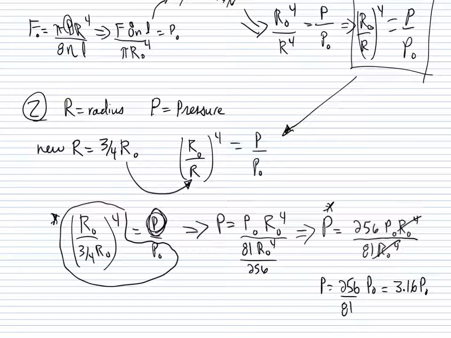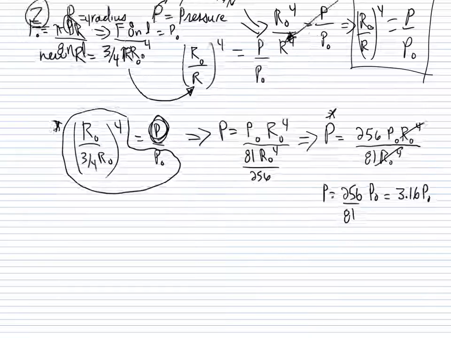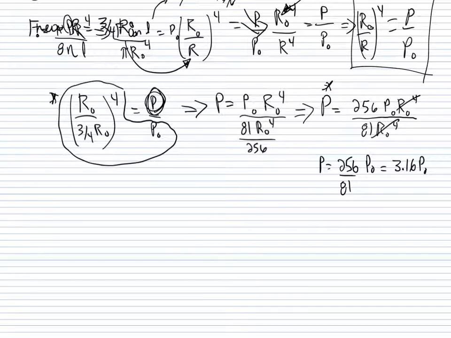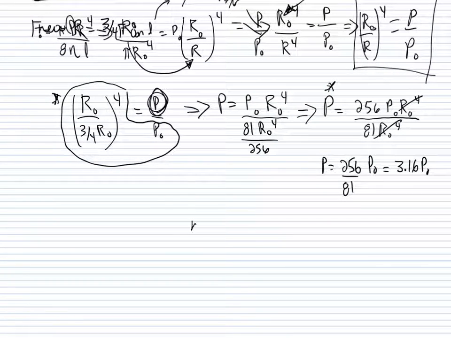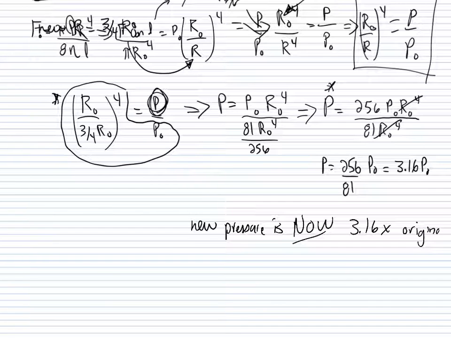So your new pressure is now 3.16 times the original pressure, just like the problem told us. One of the main things to memorize here is that algebra goes a long way, and just never forget to rearrange everything, because sometimes there is no math needed, and the best way is just to rearrange everything.